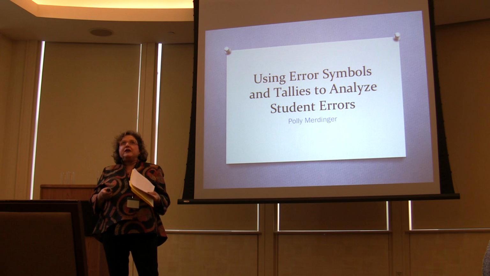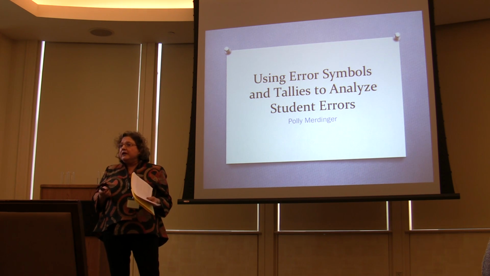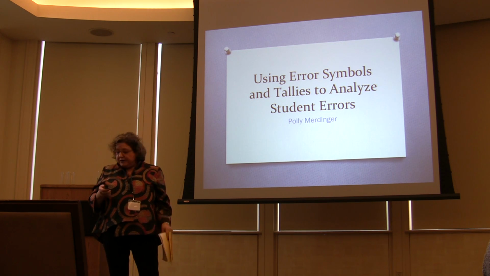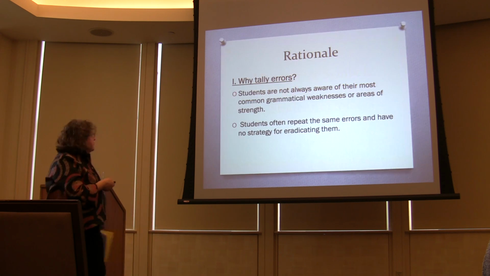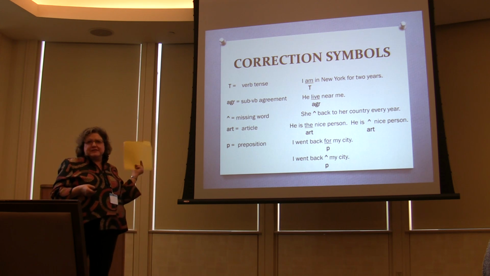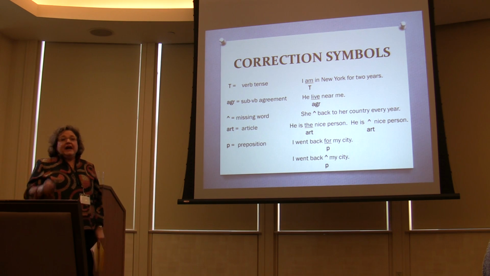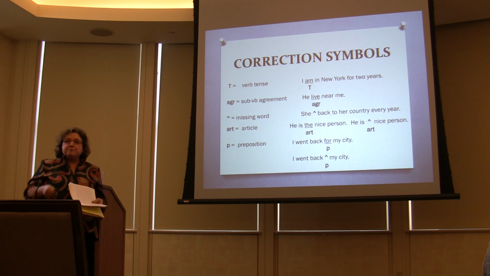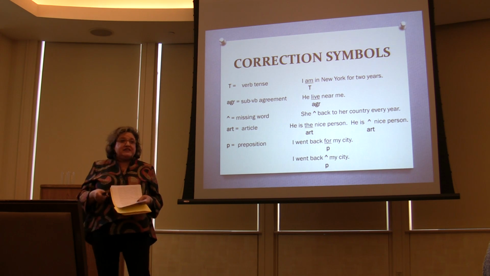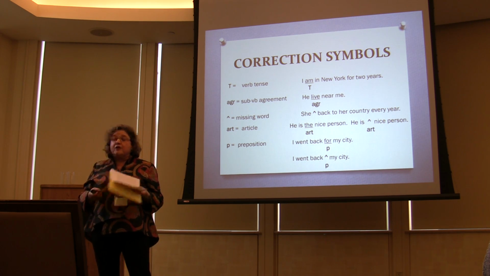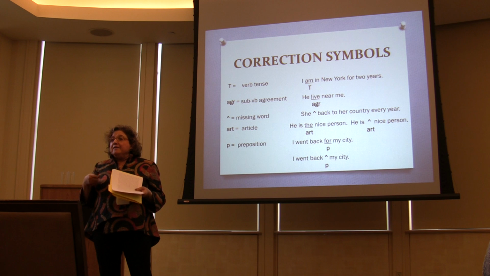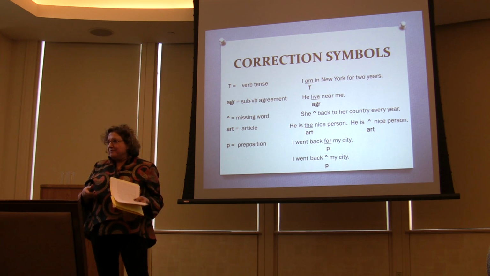And so I was trying to think, as Carol did, what can I do to make them aware of what they're doing, because I would use error symbols, as I'm sure a lot of people do. So I would mark their papers with these correction symbols. This is just a very short part of the list. And they would learn the symbols, and then they would write their paper, and I would put in the symbols, and then they would take it back. And so they knew where the tense errors were, they knew where the agreement errors were, the article errors, and they would correct it, many times correctly, not always. But yet, they would still make the same errors again and again.